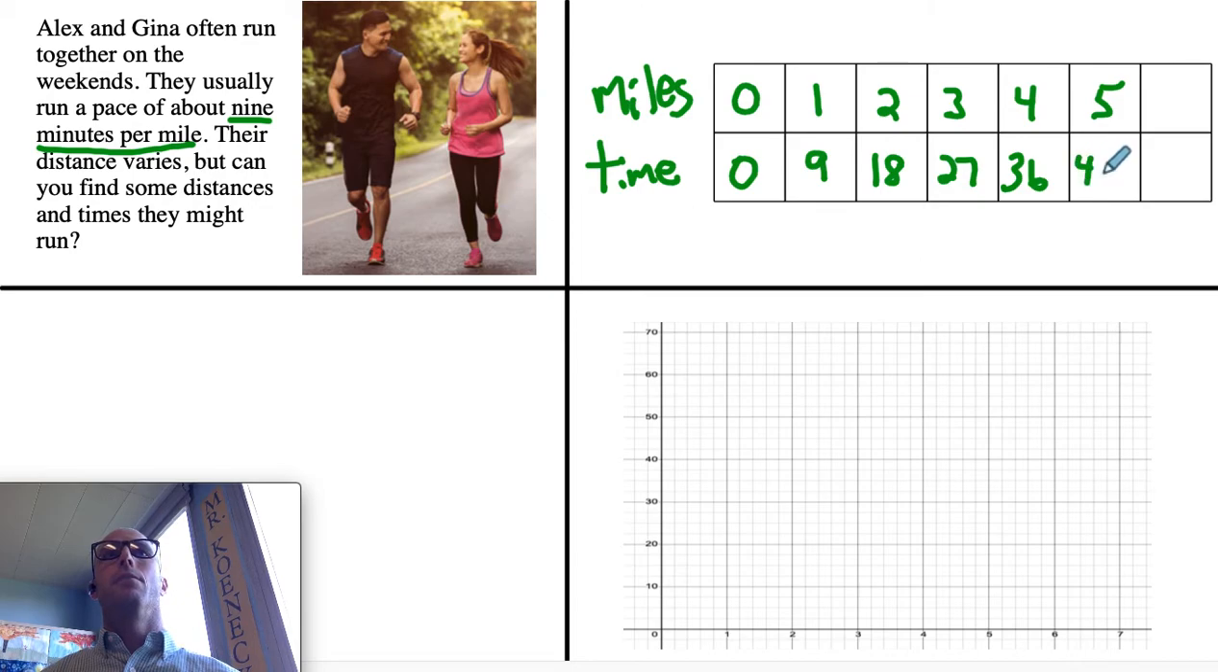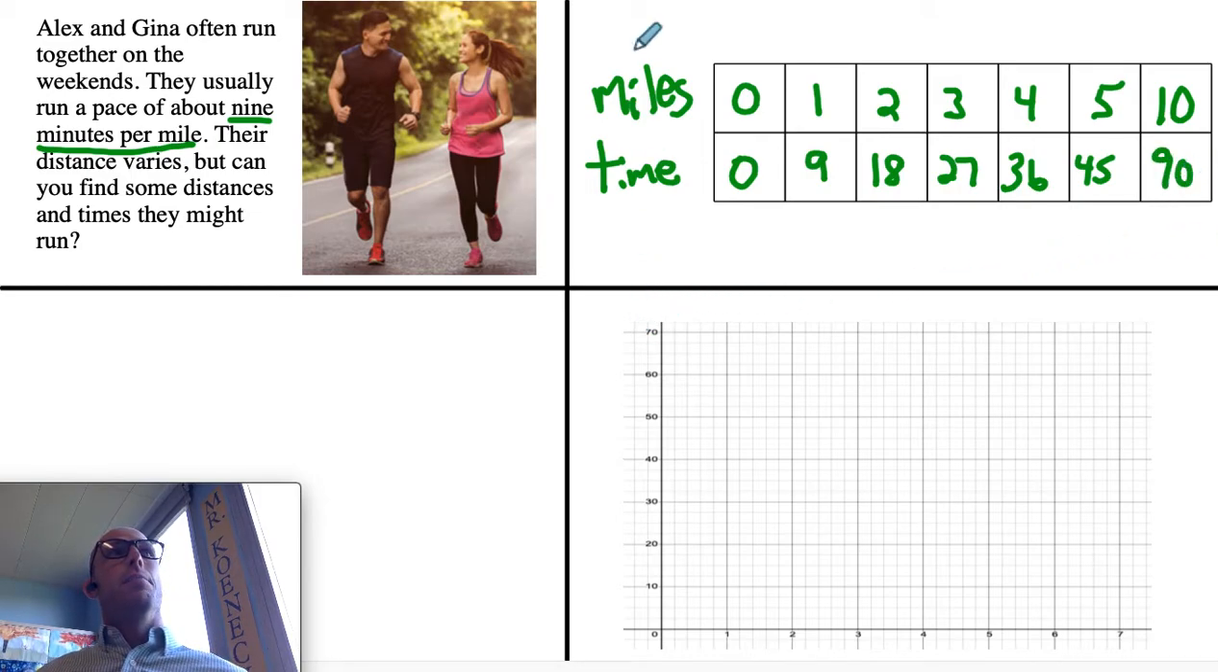I'm sure you see where we're going here. I'm going to skip though. What if they had a big run? What if they wanted to run 10 miles that day? Well, let's think about that. 9 minutes per mile for 10 miles should be 90 minutes, right? So I could include that, right? Totally fine.